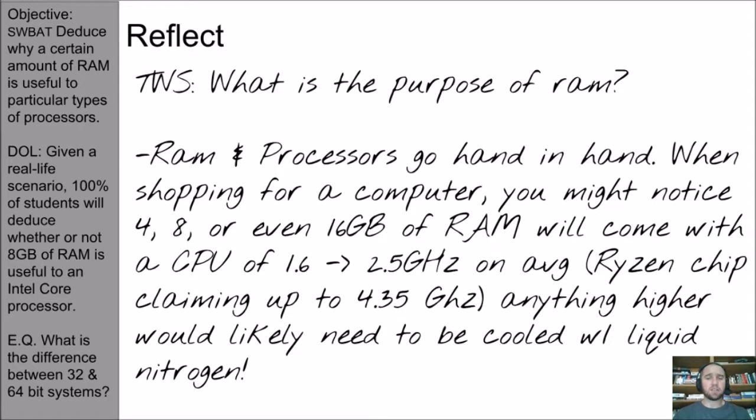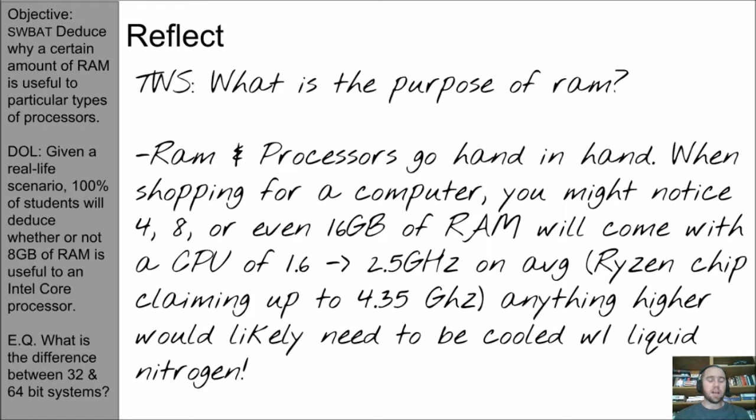RAM and processors go hand in hand, and when shopping for a computer, you might notice 4, 8, or even 16 gigabytes of RAM will come with any particular computer you're looking at. And on that same computer, you may have a CPU with 1.6 all the way through to 2.5 gigahertz, and this is just on average. Unless we're talking about the Ryzen chip, that's new during the making of this video here, and I saw that they are claiming up to 4.35 gigahertz, which is pretty blazingly fast.